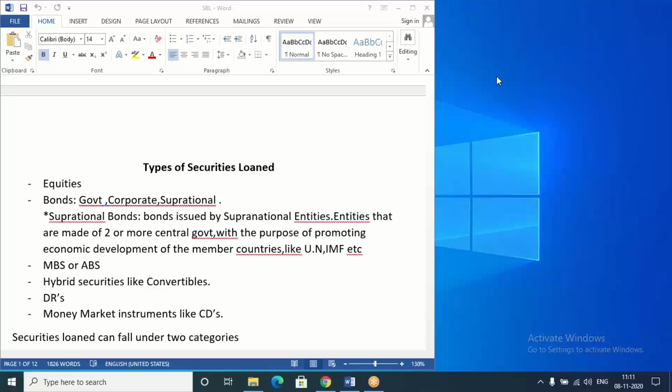So write this down before we discuss. The types of securities that are loaned can fall under two categories: specials and general securities.